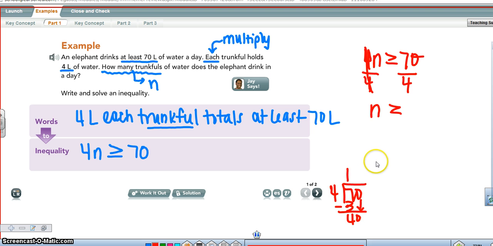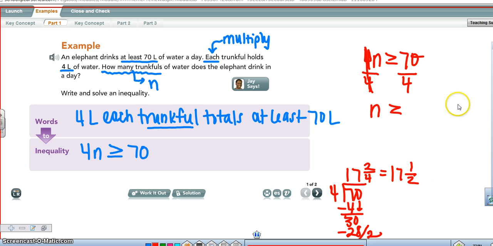And 4 goes into, oh, hold on, I'm making a mistake. 4 goes into 7 one time, that's 4. And that leaves 3. 4 goes into 30 seven whole times for 28. That leaves 2 left over out of 4 is what we're dividing by. So 17 and a half, or 17.5 liters.